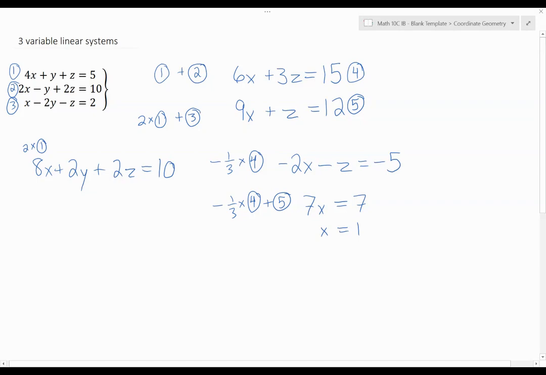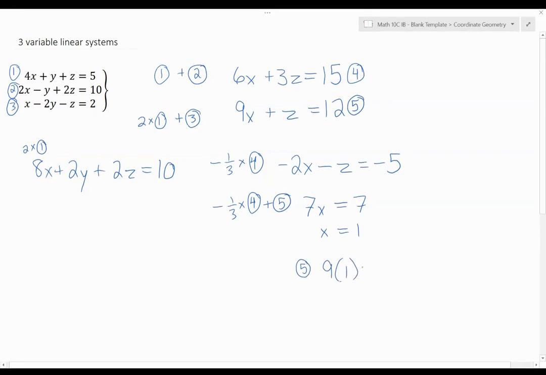Now I can go back and work my way through these equations to figure out what z and then finally y are. So to figure out what z is, I'm going to substitute this 1 into either equation 5 or 4 or my modified equation 4. I'm going to sub it into equation 5. So I have 9 times 1 plus z equals 12, which means that z has to equal 3.